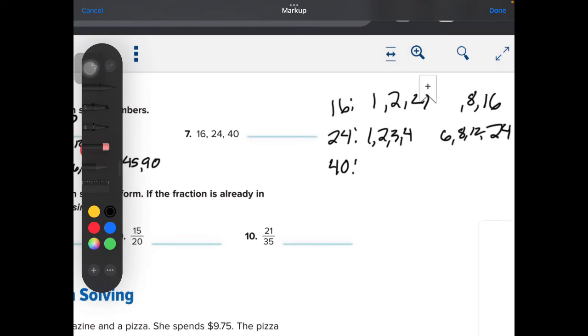4 and 6. And 24, 5 won't do it. 24 divided by 6, got that already. Divided by 7, nope. 24 divided by 8, not going to work. Yes, it will because I already have it down there. And then 9, 24 divided by 9, nope. So those are my numbers.